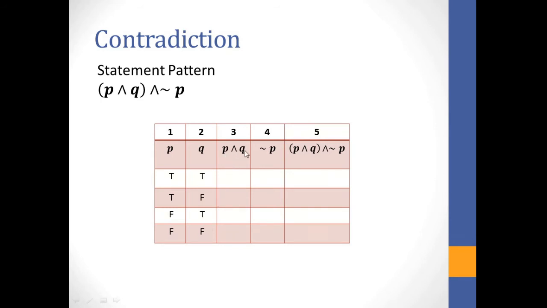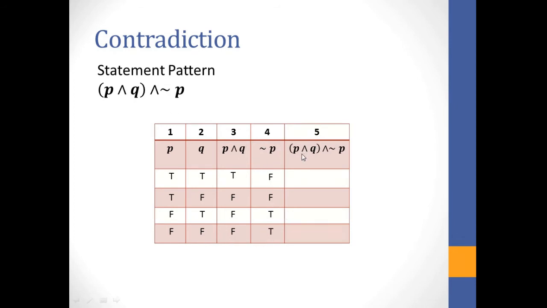Again here P and Q. So T and T is T, T and F is F, F and T is F, and the last one, F and F, is also F. See this carefully. Then column number 4, negation P. We have to make the negation of all these entries. So T becomes F, here also it is F, F becomes T, and this one also T.